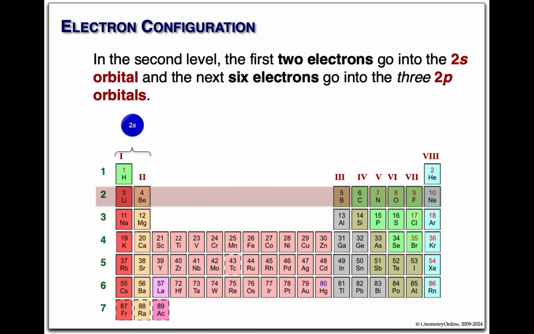Third period, again, first 2 electrons go in the 3s. The next 6 electrons go in the 3 p's. Now, this can hold 18, can't it? But it doesn't. Has to do with the energy levels. Turns out that the 4s electrons are lower energy than the 3 p's. So we have to fill the 4s first, 2 electrons, then we can fill the 3 d's, and finally we can fill the 4 p's.